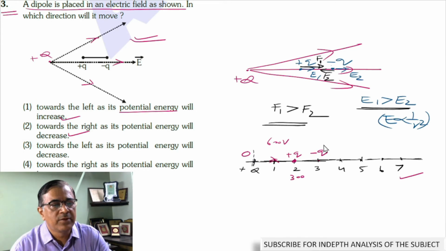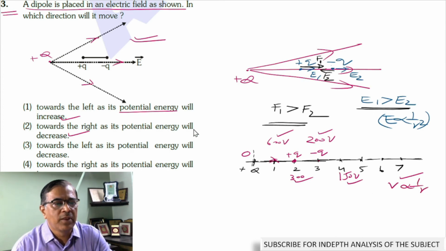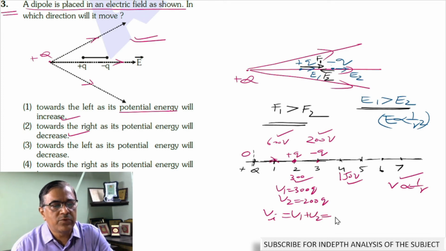Potential at 3 unit length will be 200 volts, and the potential at 4 unit length should be 150 volts, and so on. We can always find these values 600, 300, 200 and 150 by following the relation V proportional to 1 by R. Potential energy of this plus Q charge will be equal to 300 Q, while the potential energy of minus Q charge will be equal to minus 200 Q. So the initial potential energy will be U1 plus U2, equal to 100 Q.